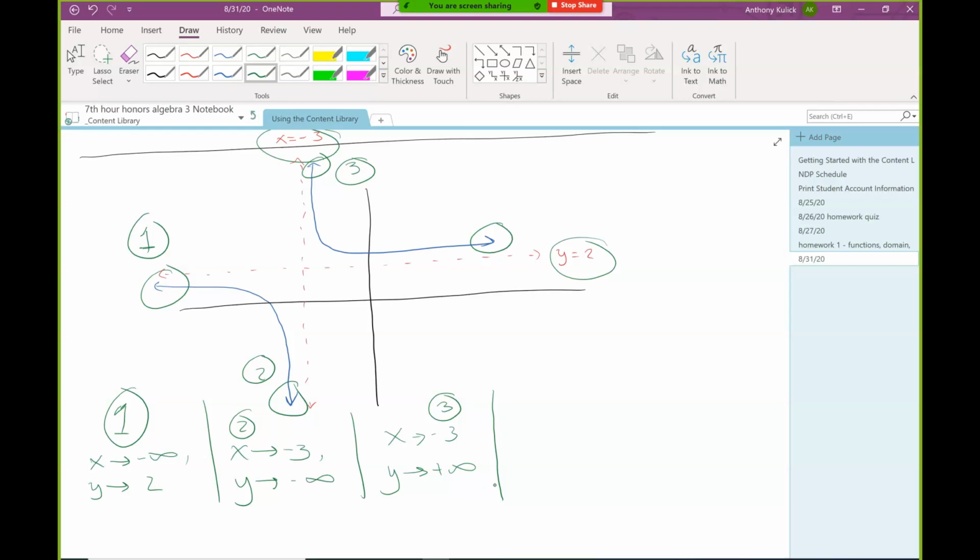Everybody so far so good? And then we'll talk about the last arrow here. So here that arrow is pointing straight to the right. So x approaches positive infinity, but y approaches 2. Very good.